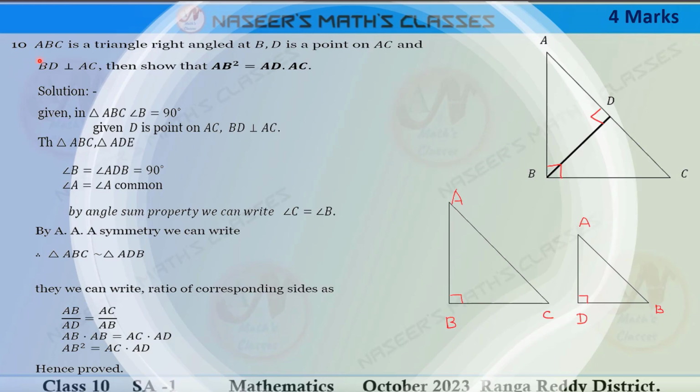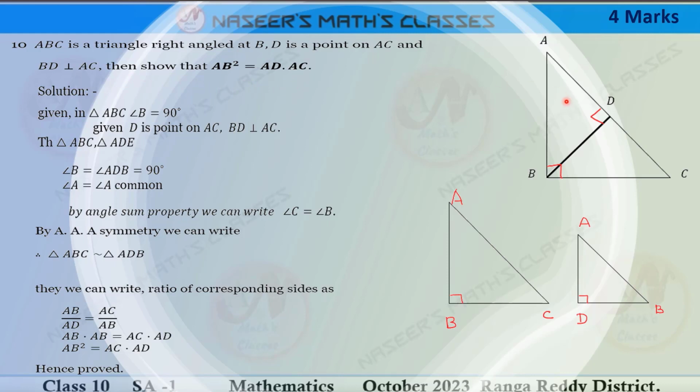We are going to solve the next problem. In this problem, it is given that ABC is a triangle right angled at B, and D is a point on AC, and BD is perpendicular to AC. Then show that AB square is equal to AD into AC.